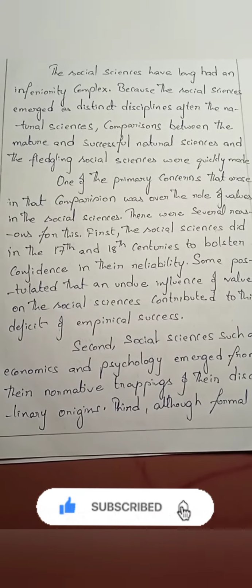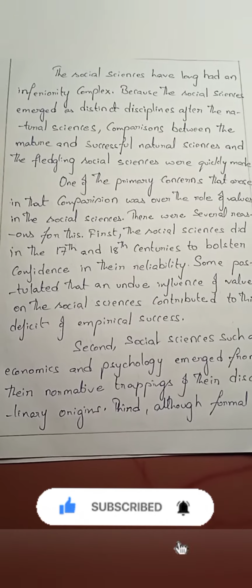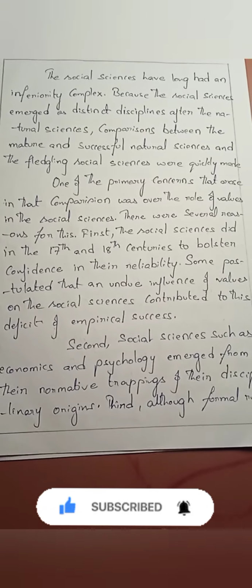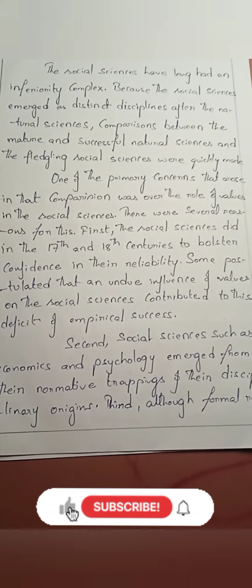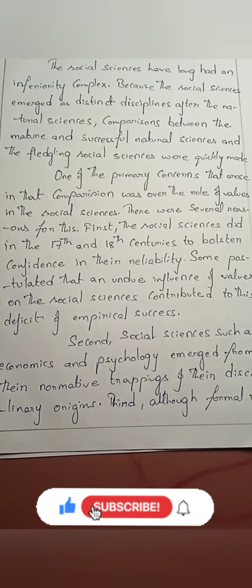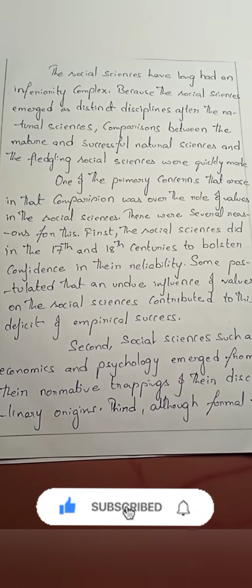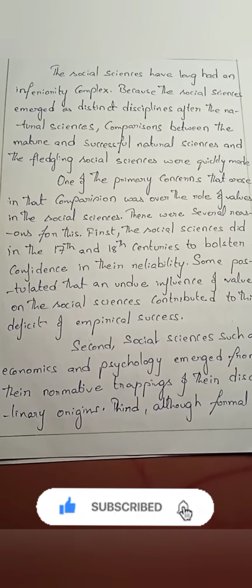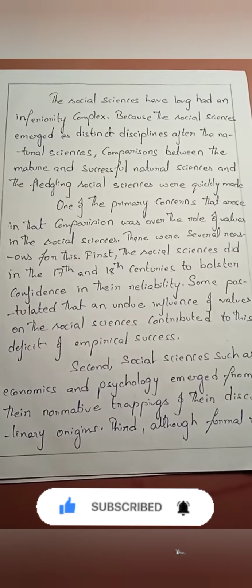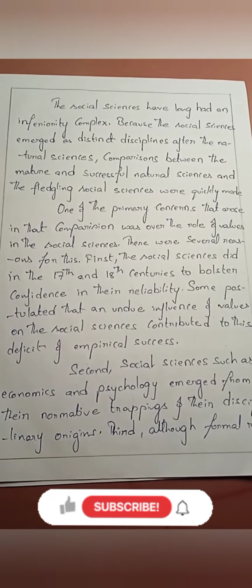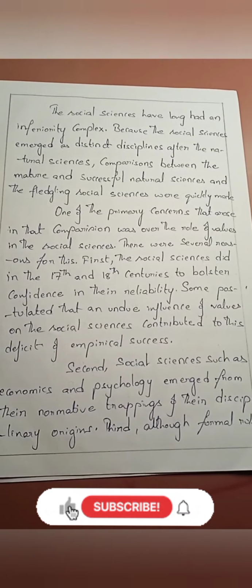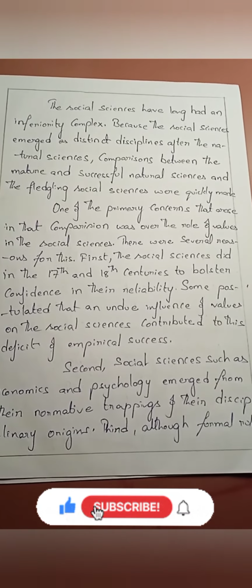First, the social sciences did so in the 17th and 18th centuries to bolster confidence in their reliability. Some postulated that an undue influence of values on the social sciences contributed to this deficit of empirical success. Second, social sciences such as economics and psychology emerged from the normative trappings of their disciplinary origins.